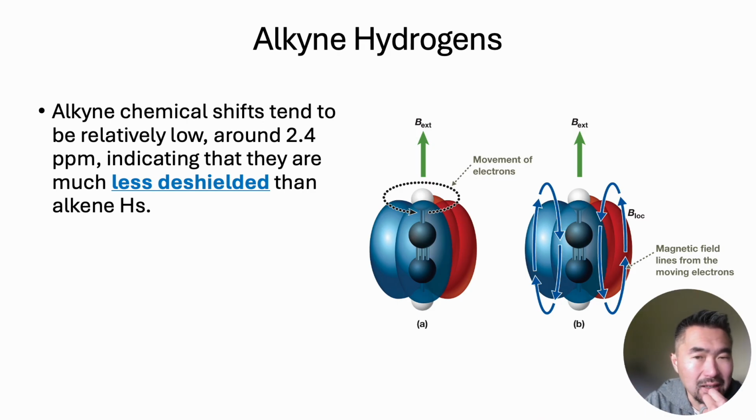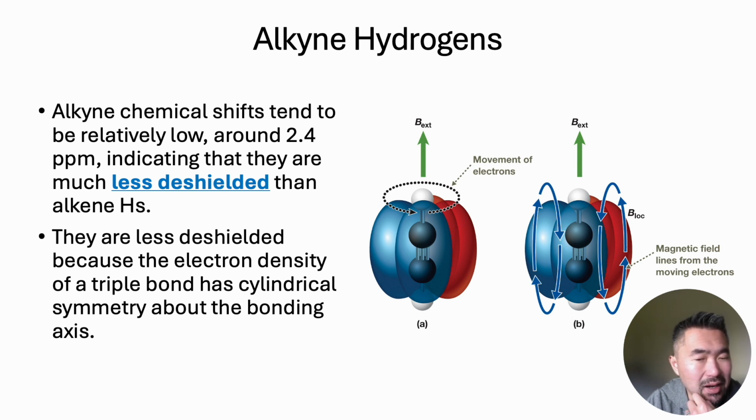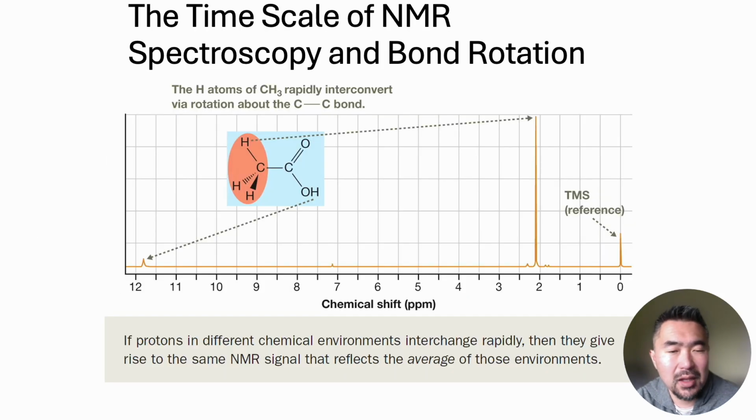Now, alkyne is kind of like alkene, but the magnetic field direction is very different for alkyne because of the extensive pi system. There are 2 pi bonds. So for that reason, they have more of a shielding effect, and so it's not as de-shielded. It's fairly upfield, around 2 ppm and so forth.